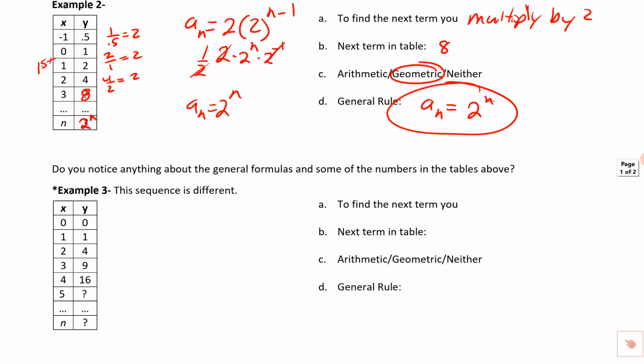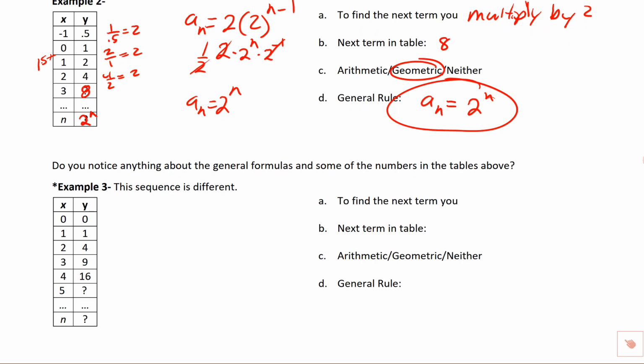And we're going to take a look at this example right here. This one has an asterisk by it, so there's probably something different about this one. It says, how do you find the next term? What's the next term in the table? So all those common questions. And let's take a look here.